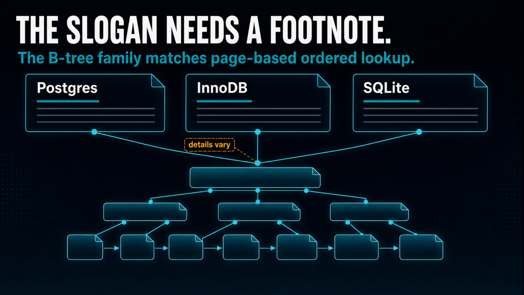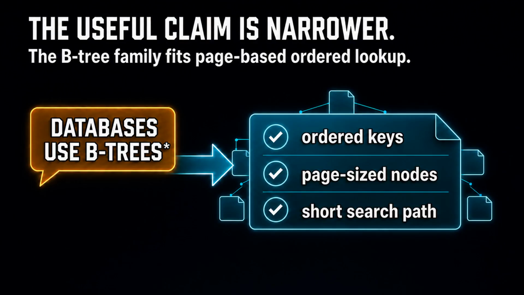Okay, so this is where the slogan needs a footnote. Yeah. Postgres describes its B-tree index as a multi-way balanced tree. MySQL says InnoDB indexes are B-tree structures except for spatial indexes. SQLite's planner talks about binary searches against indexes. That is a useful correction. Database uses a B-tree is true enough for the intuition, but the real claim is narrower. The B-tree family matches page-based ordered lookup.